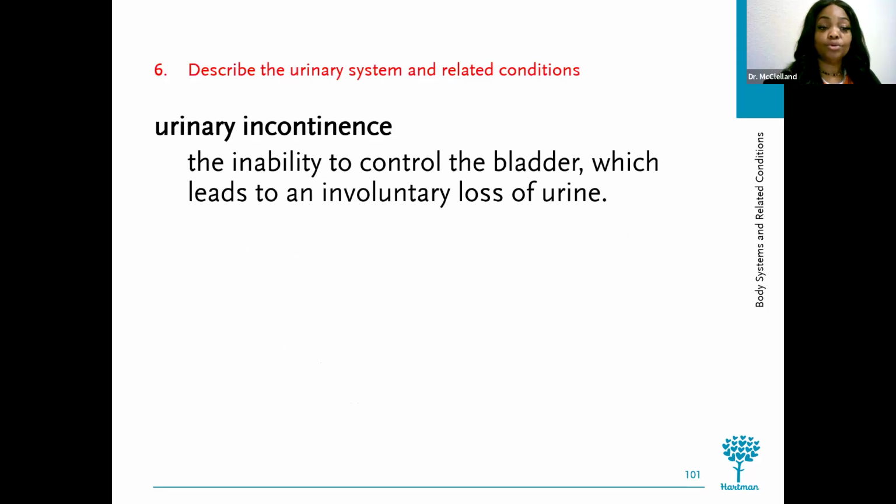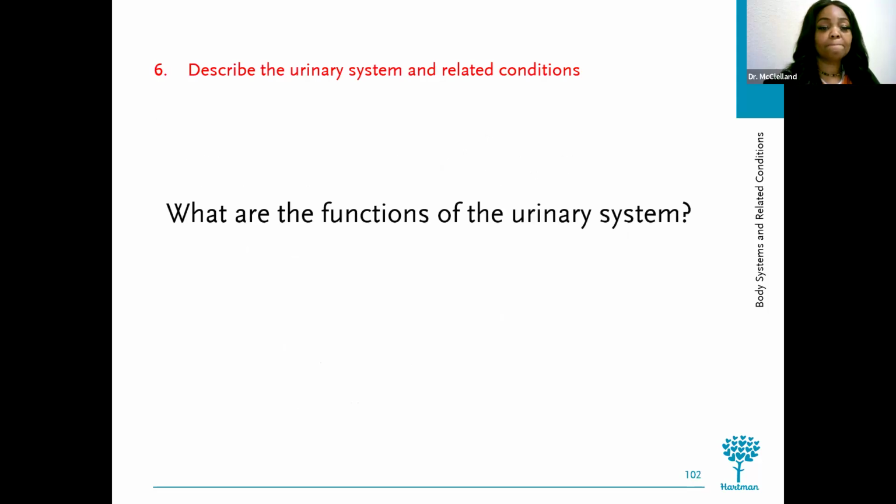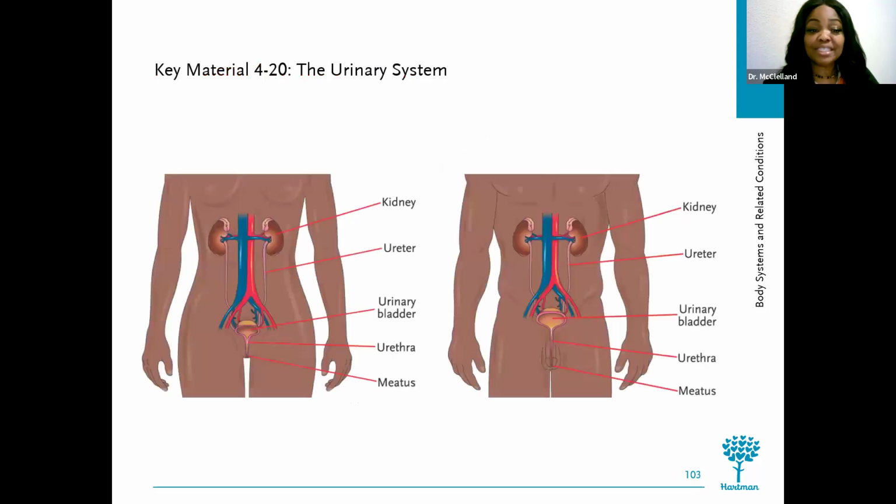You should know that urinary incontinence means inability to control the bladder. The urinary system, we're going through a lot of systems. The urinary system consists of the kidney, the ureter, the urinary bladder, the urethra, and the meatus in both the male and female.